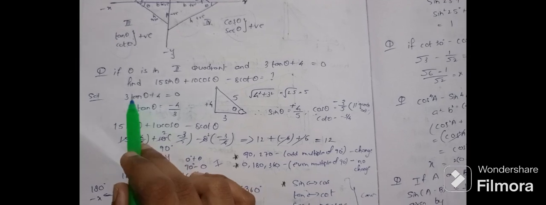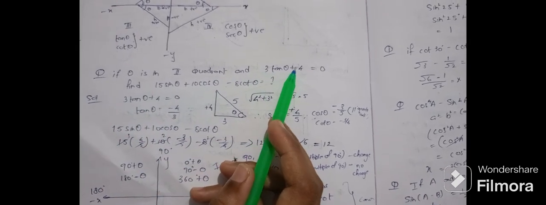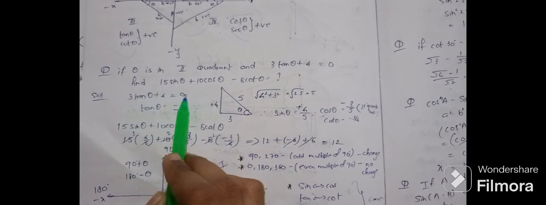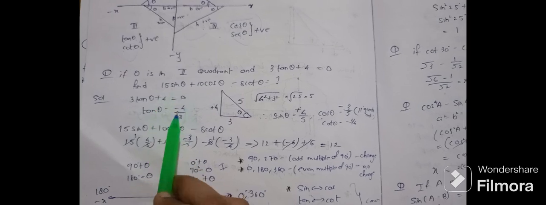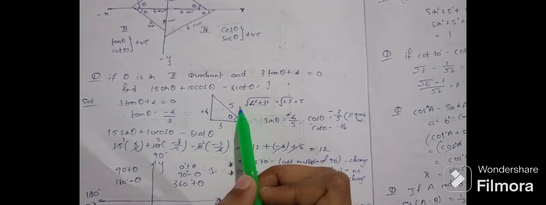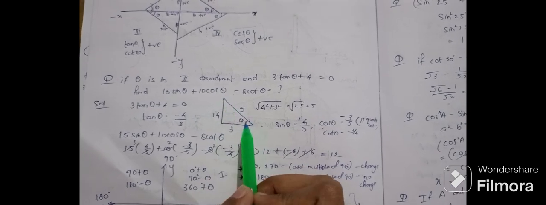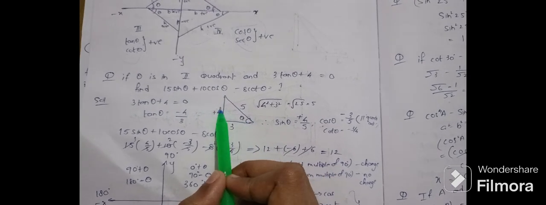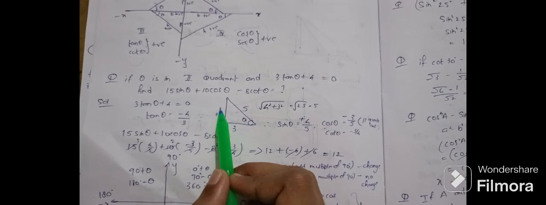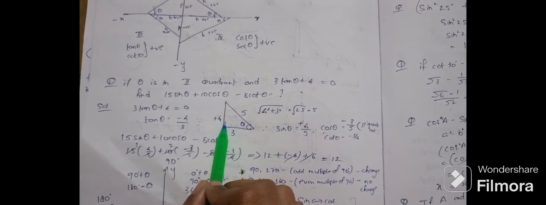Let us take what they have given, that is 3 tan theta plus 4 equals 0. Tan theta is equal to minus 4 by 3. Let us keep it in a pictorial way. In a triangle, tan theta is equal to opposite side by adjacent side, that is 4 by 3 can be written as opposite side 4 and adjacent side 3. By using this we will find the others also.